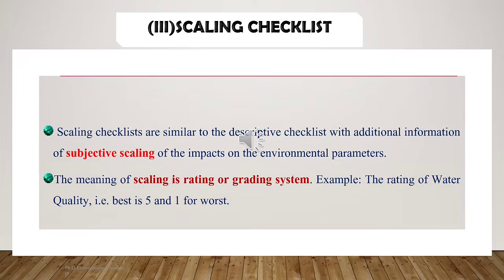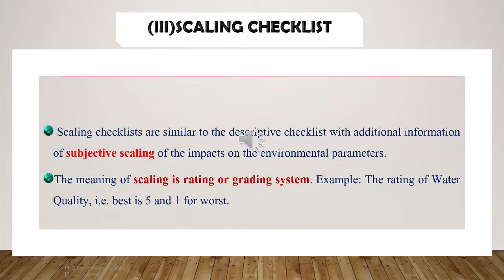They not only identify environmental parameters and provide guidelines on how to measure these parameters, but also incorporate a subjective scaling or rating system to evaluate the significance of the impacts. This involves assigning a numerical value to the impact, often on a scale from 1 to 5 or 1 to 10, where the higher values indicate better conditions. For example, if the scale is 1 to 5, 5 will be the best and 1 will be the worst.